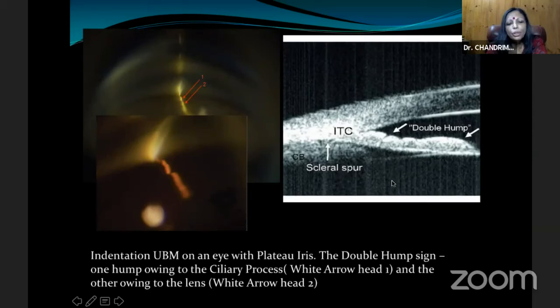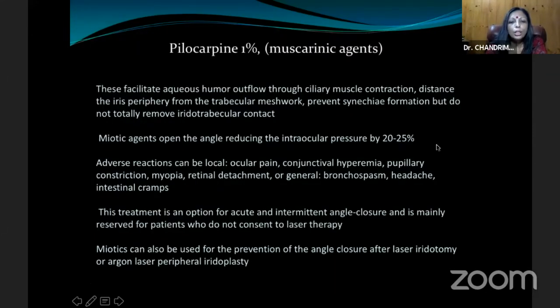And indentation UBM on an eye with plateau iris shows the double hump sign, one hump owing to the ciliary process, and the other owing to the lens. So pilocarpine, we know it's a muscarinic agent, and these facilitate aqueous humor outflow through ciliary muscle contraction, distance the iris peripherally from the trabecular meshwork, and prevent synechia formation, but do not totally remove iridotrabecular contact. So miotic agents open the angle, reducing the intraocular pressure by about 20 to 25%.